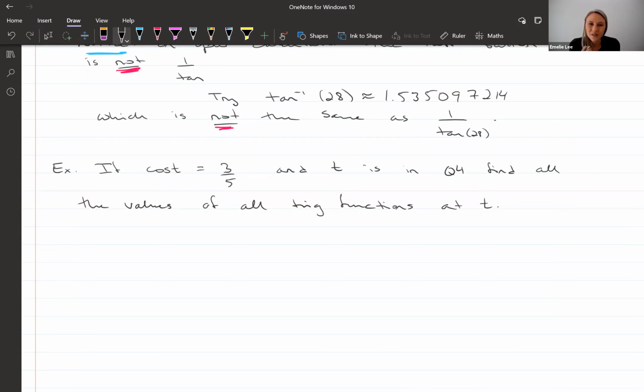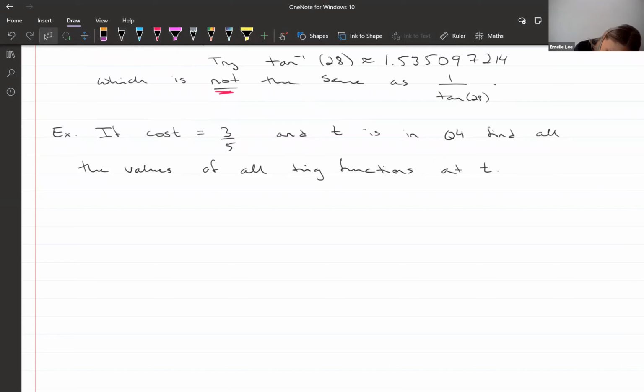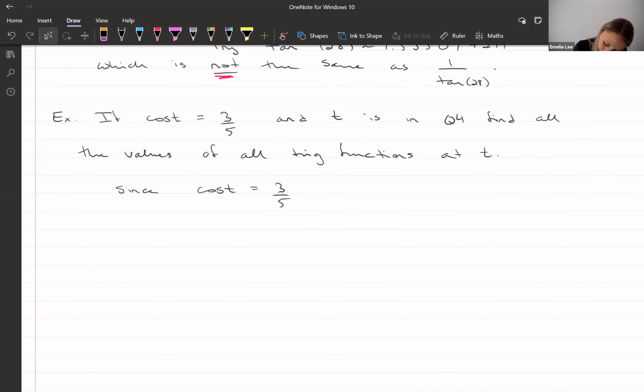Cos t is the x value, right? So if we know the x value, then that's good. That's one of the two that we need, right? Everything else is defined in terms of x and y, right? So I just need to find y, and then I'll be able to use x and y to find the other trig functions, right? So what we'll say is that since the cos of t is 3 over 5, we know x must be 3 over 5.